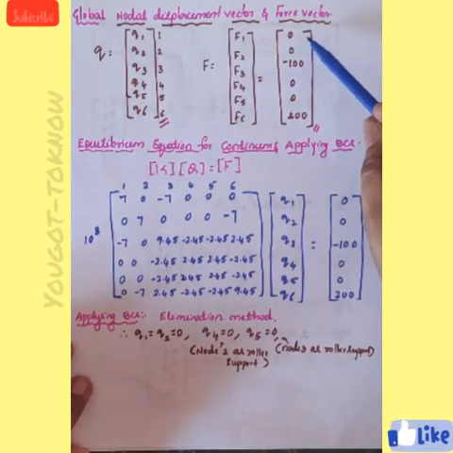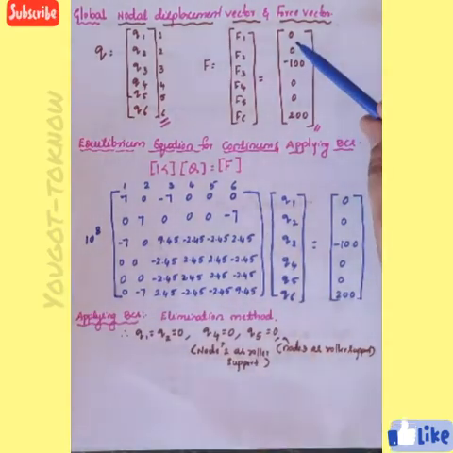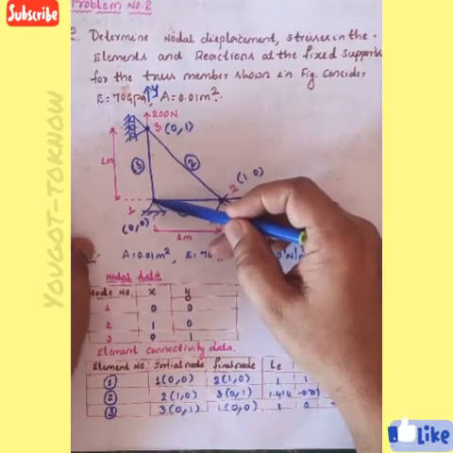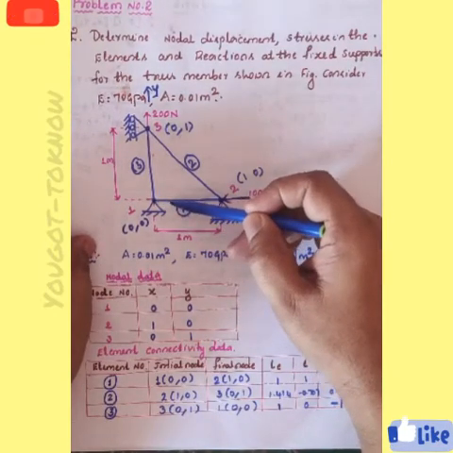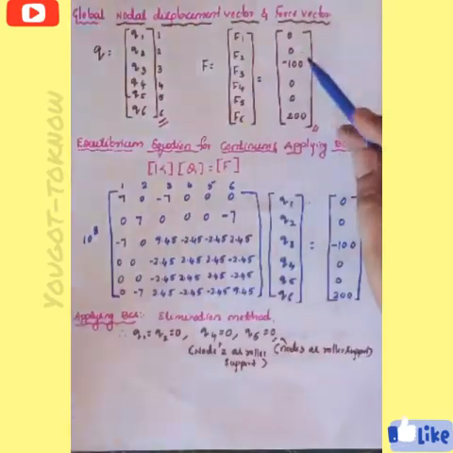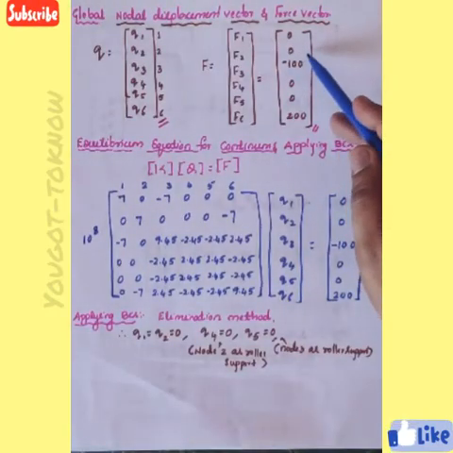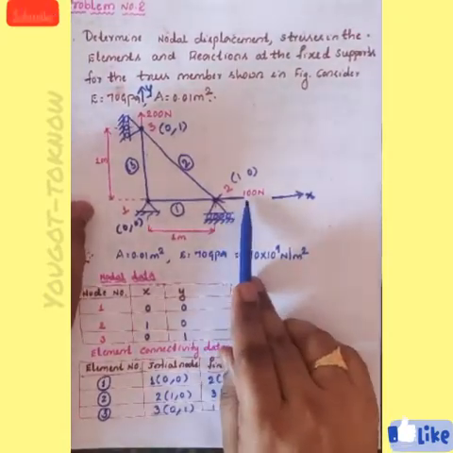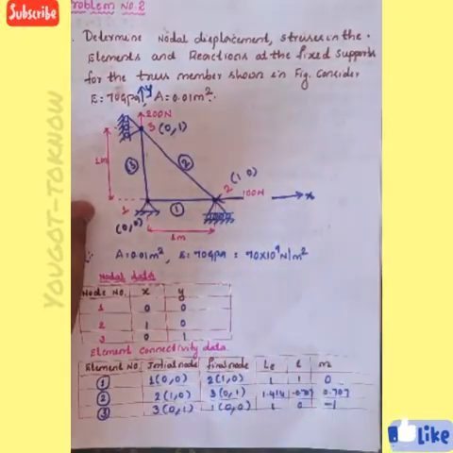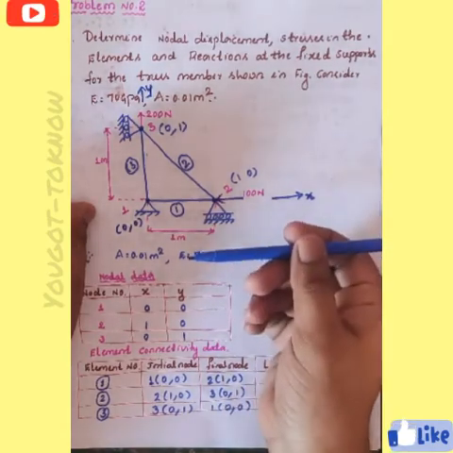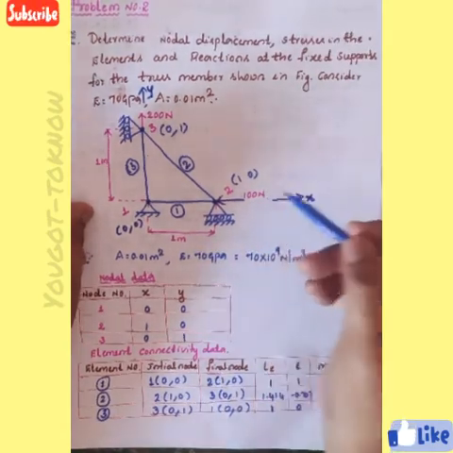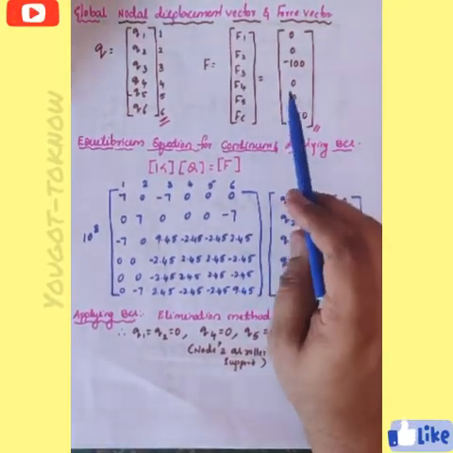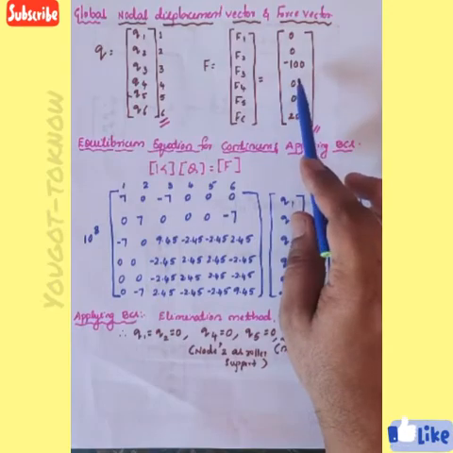Now, at node 1, what is the force acting? Just observe your problem. What is the horizontal force acting at node 1? Because it is completely fixed, there is no force acting. Horizontal force is 0, vertical force is also 0. Now come to node 2. One force is acting horizontally, opposite to the positive x. That means it is a horizontal force, F3, minus 100 Newton. Next F4, because there is no vertical force in the problem at node 2, it is 0.